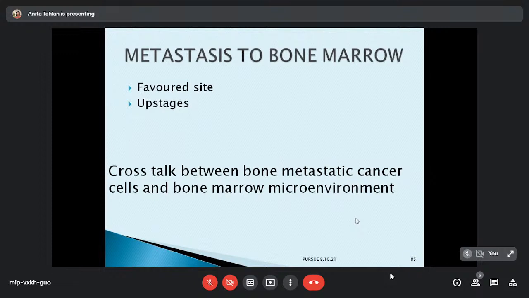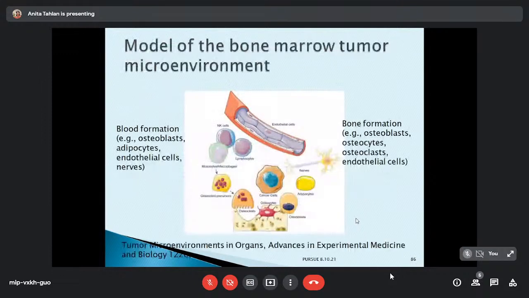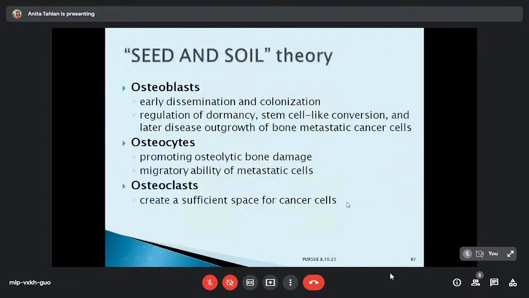So why is bone marrow the favored site for metastasis? There is a crosstalk between bone metastatic cancer cells and the bone marrow environment. All these cells, which are blood forming and bone forming, somehow support these cancer cells for metastasis. The theory that has been suggested is the seed and soil theory. The bone marrow microenvironment gives the soil, and the metastatic cell is the seed. So this seed gets a fertile soil, and therefore it metastasizes.